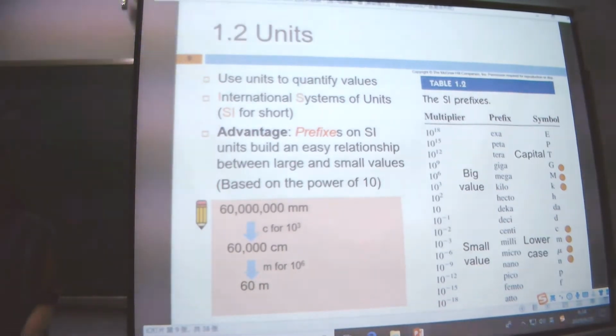But what I want to tell you is that these 7 SI prefixes may be the most frequently used SI units. So we need to remember these: c, m, mu, n, and the big ones, the k, the M, and the G.